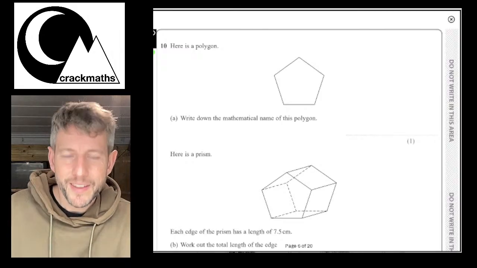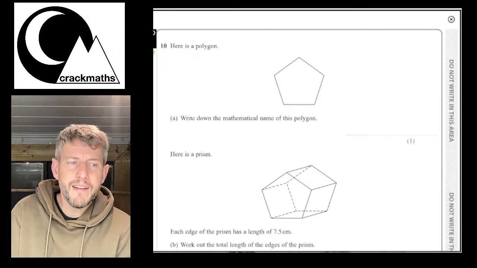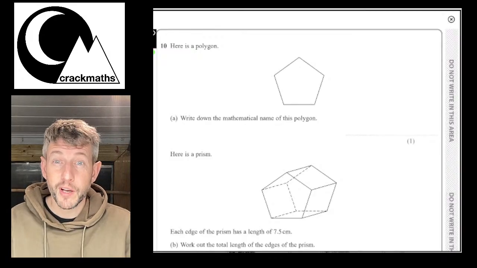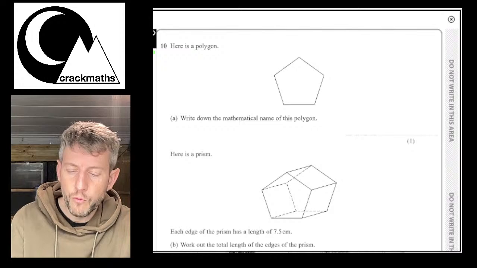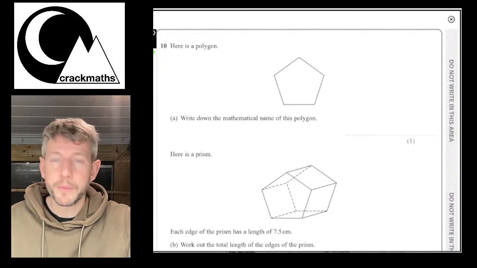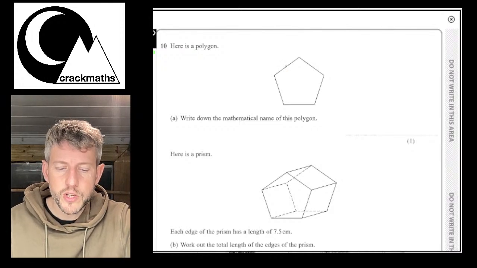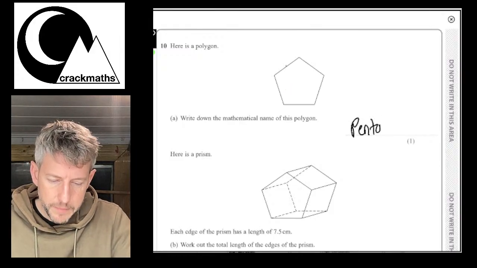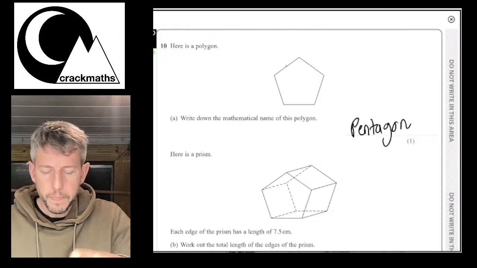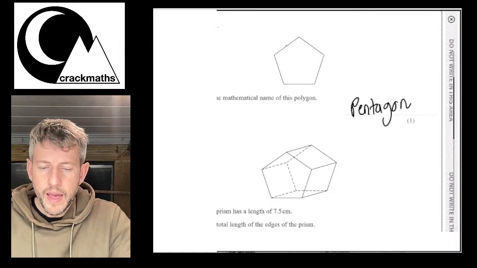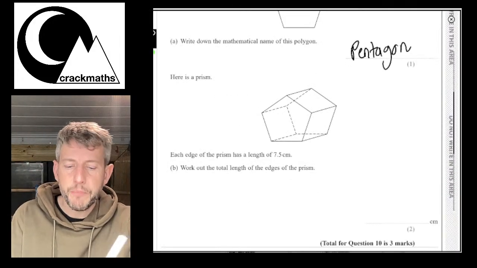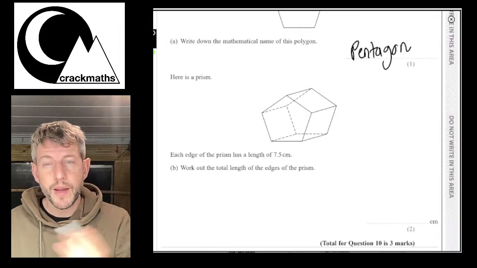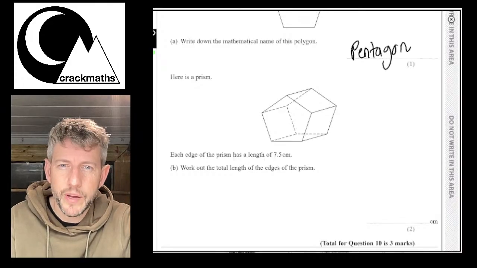Okay, right. Question 10. So here is a polygon. The word polygon just means a shape with a number of sides. Okay, so write down the mathematical name for this shape. This shape has 1, 2, 3, 4, 5 sides. So it is a pentagon. Okay. In this bit, they're saying that it's a prism. So a prism is a 3D shape which has the same shape all the way through. So that's what this now is.